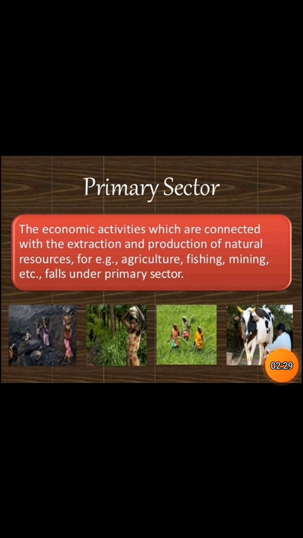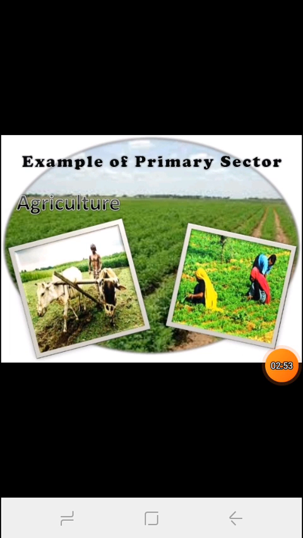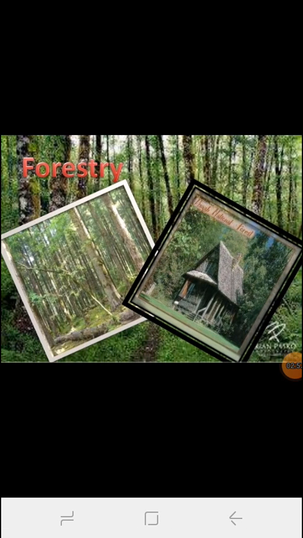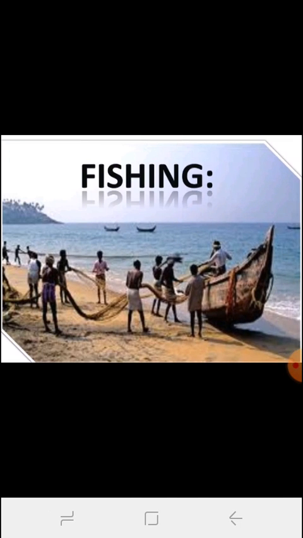Further, to simplify, I have made another slide related to the primary sector. It says the economic activities which are connected with the extraction and production of natural resources, for example, agriculture, fishing, mining, etc., fall under the primary sector. Examples of primary sector: agriculture, forestry, fishing, mining.